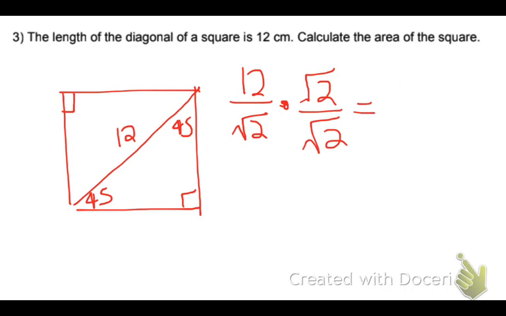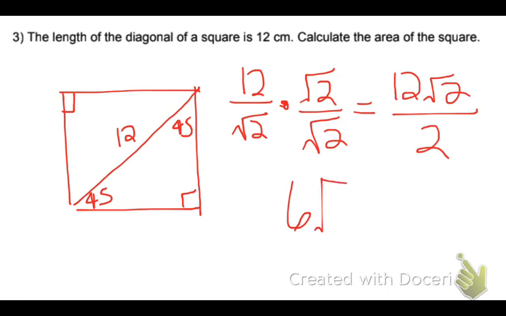On top, we can't really do anything because remember, we can only multiply things together that are either both under radicals or both outside of radicals. And then on the bottom, root 2 times root 2, we get 2. Then we have to simplify this further because we can divide this 12 by that 2. And we get 6 root 2 as one of the side lengths of our square.